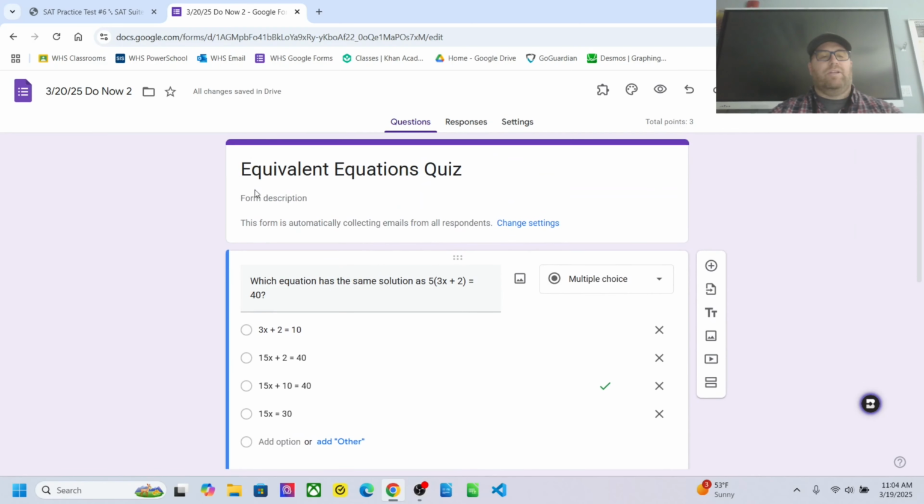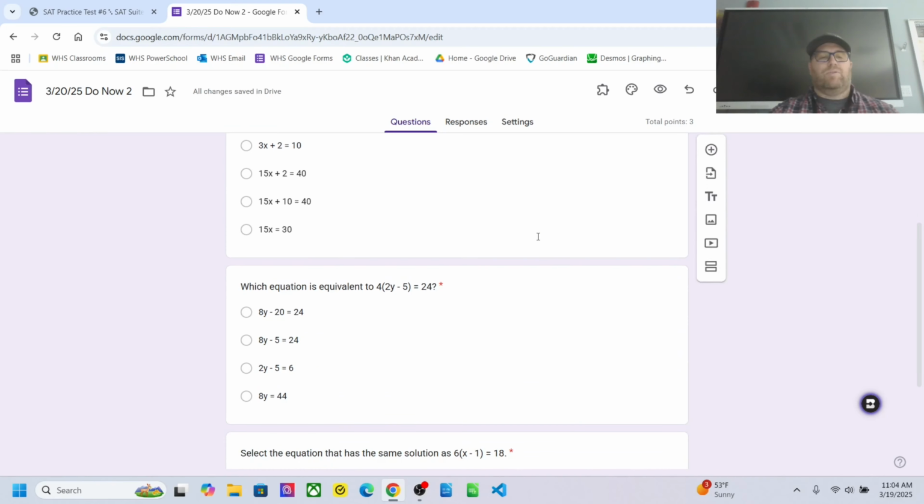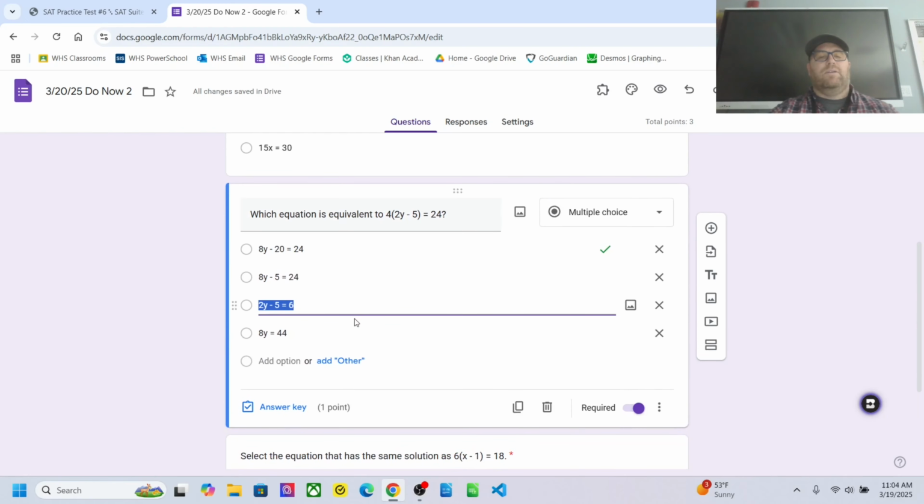Brisk It AI. The other thing you notice here is it changed the name of the do now. So I want this name. So let me just copy that, put that back in. So I want students to see that this is the do now for 320. Let's take a look at this one. So if we divide both sides by 4, we get 2y minus 5 equals 6. But again, see, it's doing it in both ways.